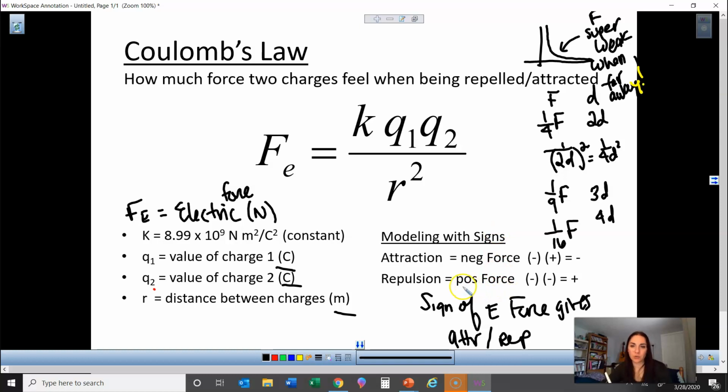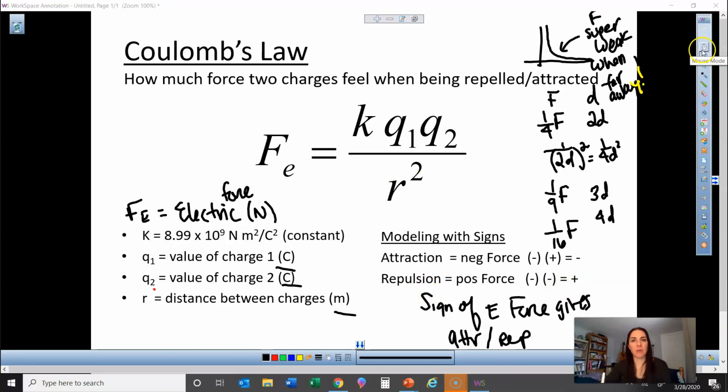And if you notice, that's true too. Even if I have two negatives, right? If I do negative times negative, that actually is positive. So this models repulsion too. So everything works out mathematically.